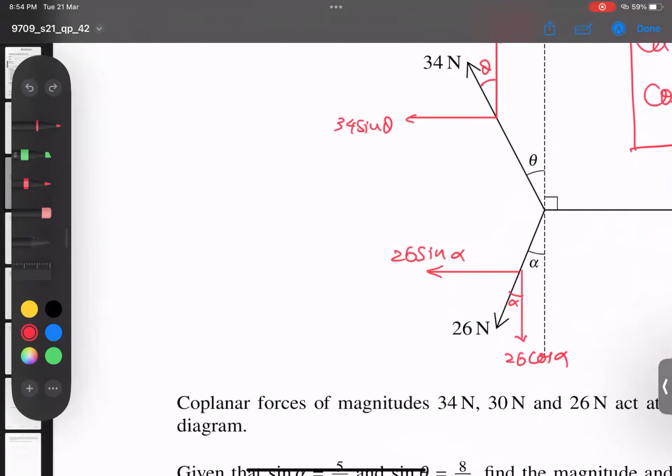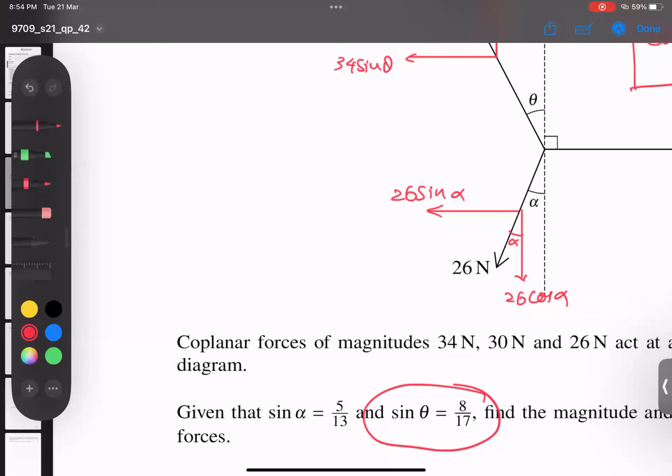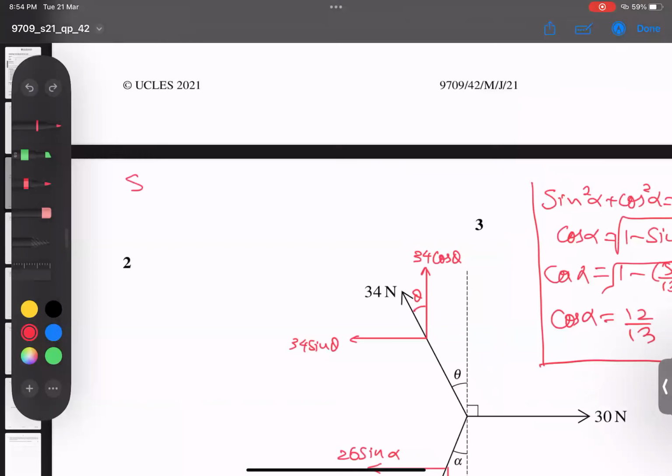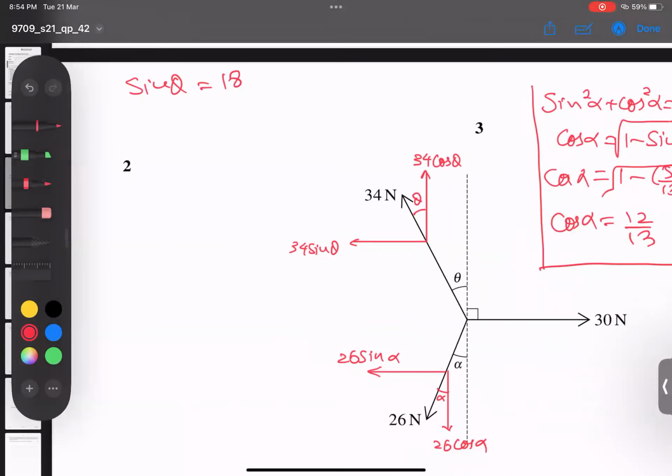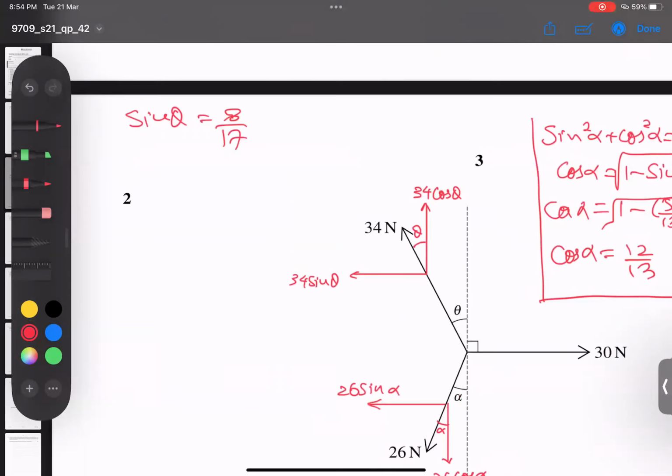Theta. What is the value given by him? Sin theta is 8 by 17. Sin theta is equal to 8 by 17. Let me recheck. Yeah.